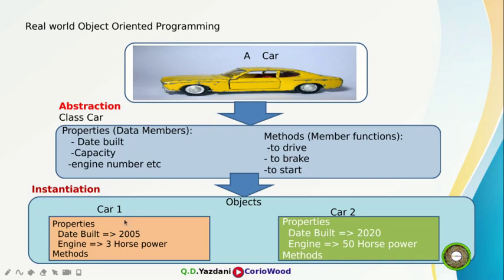Instantiating, because now you're creating objects, your objects, car 1, car 2, car 3, car 5, car 10, whatever car is here, you are creating objects. So this process is called instantiation. We are creating objects from classes.